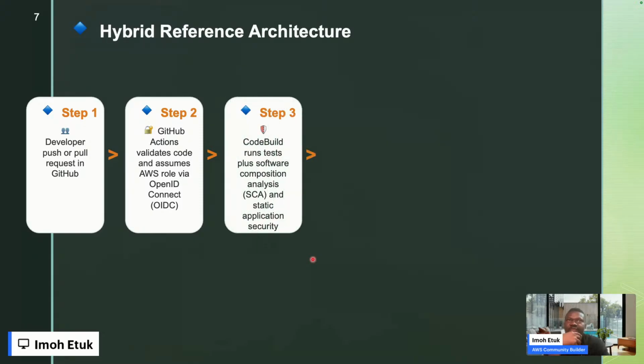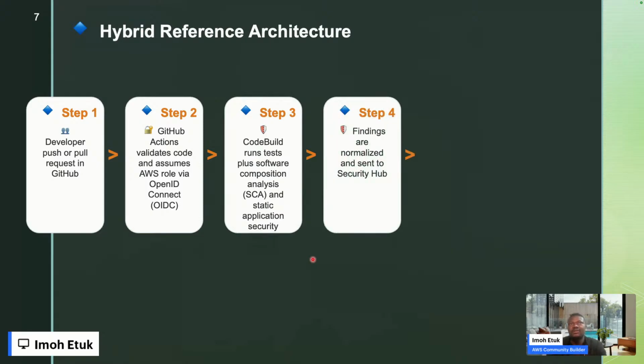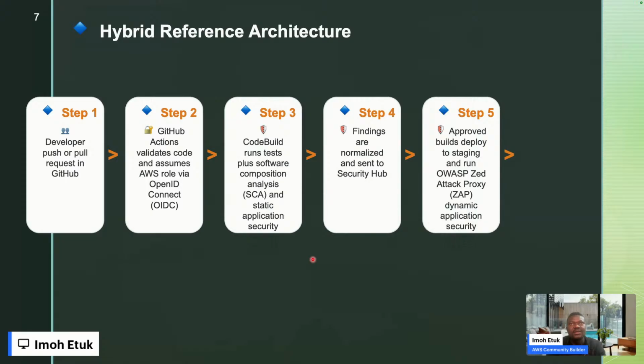Now CodeBuild runs tests plus software composition analysis and then static application security testing at that stage. Step 4 is where the findings are normalized and sent to Security Hub. As best practice, we can extend the functionality of what I have on the demo repository to cover a lot of all this stuff. Step 5, approve, build, deploy to staging and run OWASP ZAP, the Zed Attack Proxy. Dynamic application security testing comes into this stage.